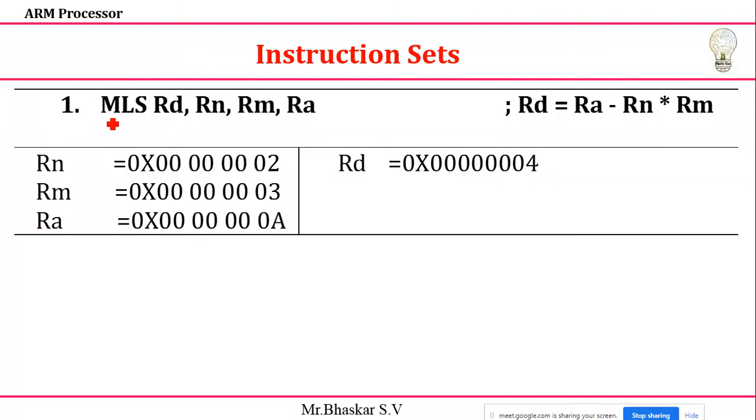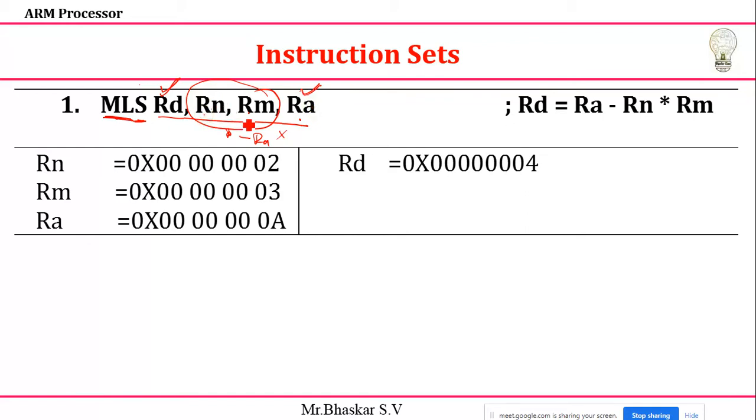MLS. You can see multiplication, and previously you had accumulation, addition, and now you have subtraction. So same format: RD, RN, RM, RA. What it will do, this is very important. These two will be multiplied, and the result will be subtracted by RA. What is a common mistake we'll make? We'll do the multiplication of these two, get some result, and then do this result minus RA. That is wrong. Usually the first register acts as the destination register, and the last register acts as the accumulate register.